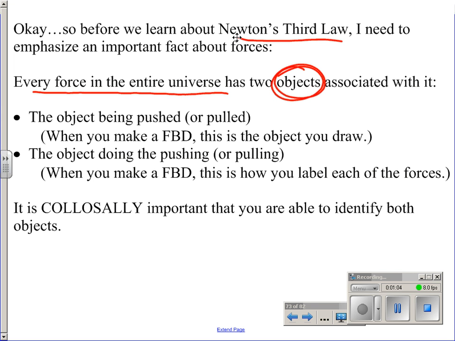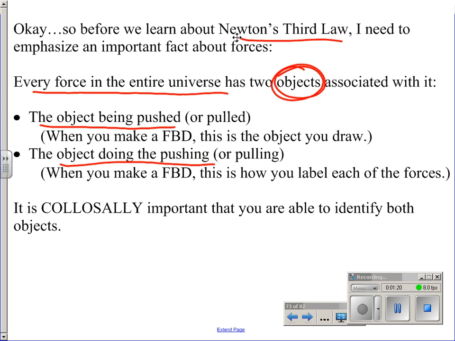The first object, or one of the objects, is the object being pushed or pulled. When you make a free body diagram, that's the object that you draw. And the other object is the object doing the pushing or pulling. When you make a free body diagram, that's how you label the forces.